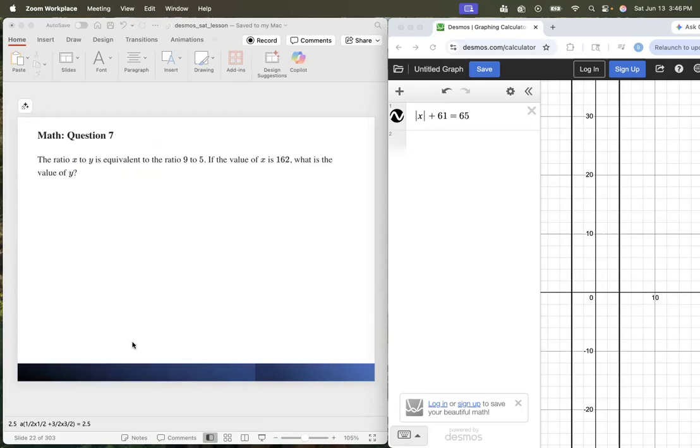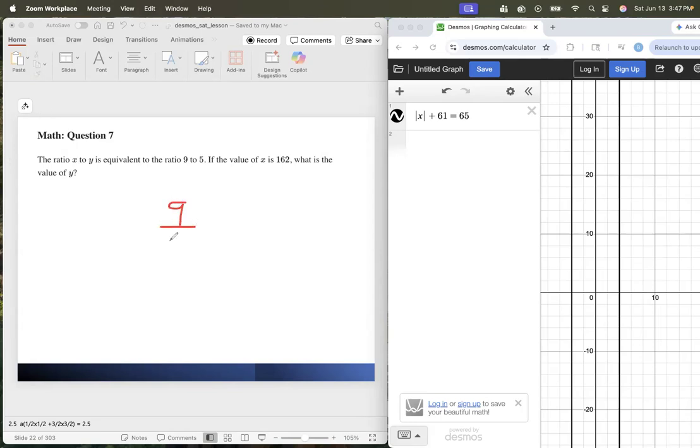Mastering the concept of how to answer questions on the SAT in a very smart way, right? The ratio of X and Y is equivalent to the ratio of 9 to 5. If the value of X is 162, what is the value of Y? This is also a ratio. Desmos can help you solve it. I'll show you how you can set it up.